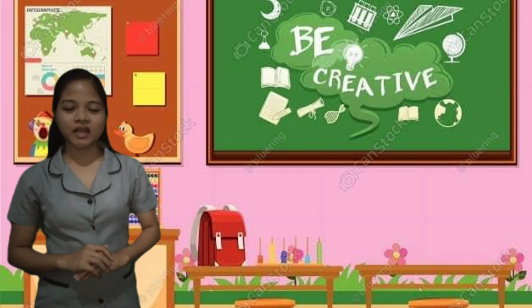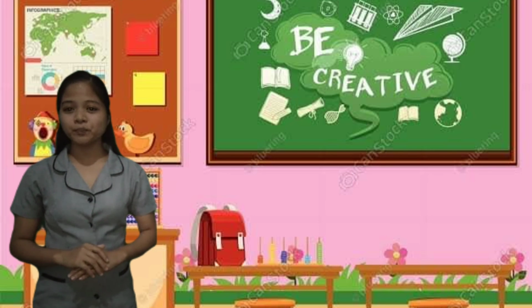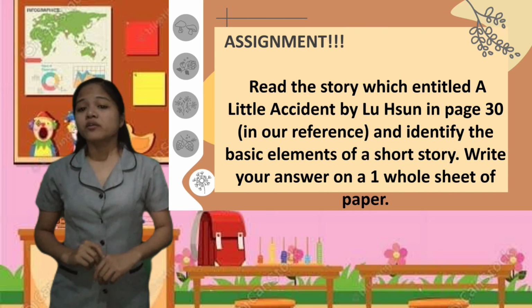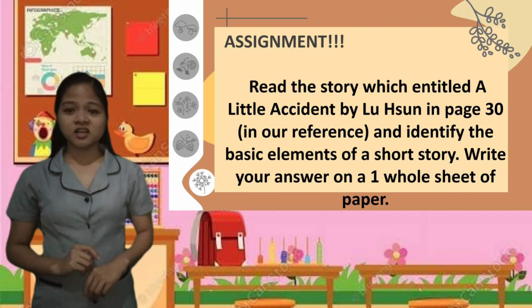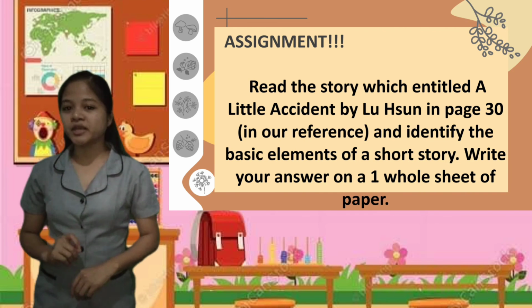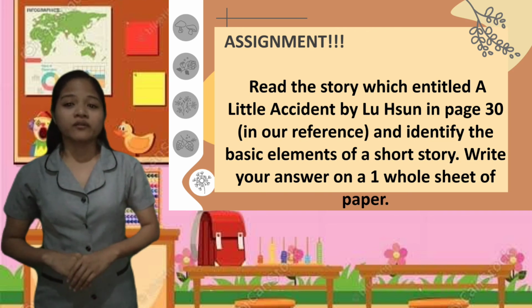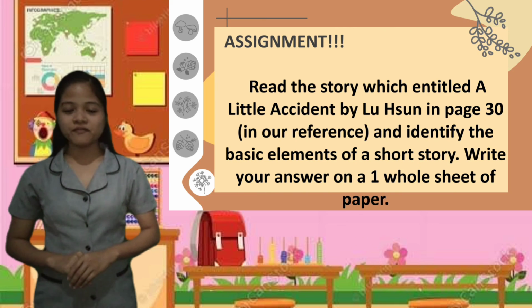Okay, class, your time is up. Kindly pass your papers forward and into the center aisle. For your assignment, read the story entitled A Little Accident by Lucian on page 30 and identify the basic elements of a short story. Write your answer on one whole sheet of paper.